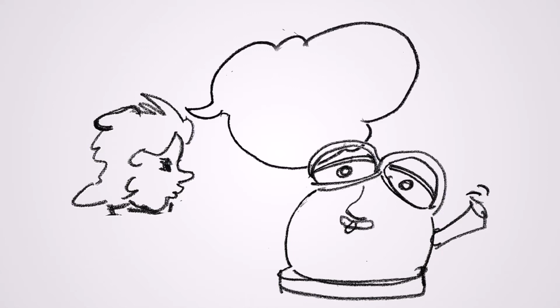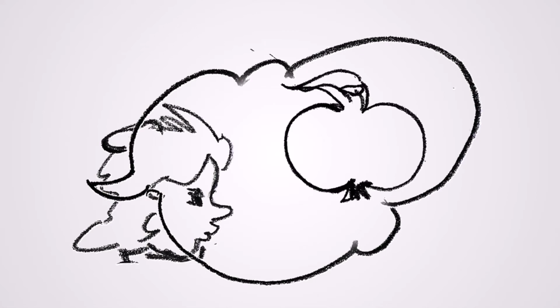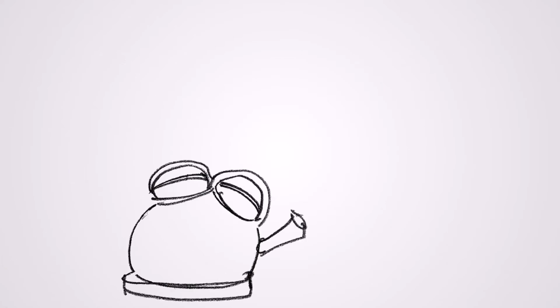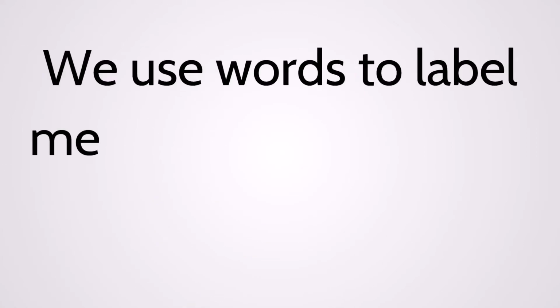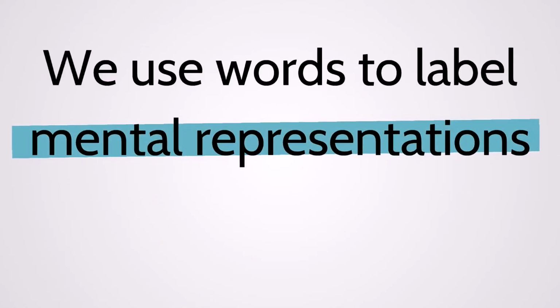Looking back at our apple, we need the word apple so that we can talk with others about the mental representation apple. A mental representation is an image in our minds of an actual object in the world. A word is a linguistic representation, which we use to name or label a mental representation. Words are what allow us to communicate with other people.